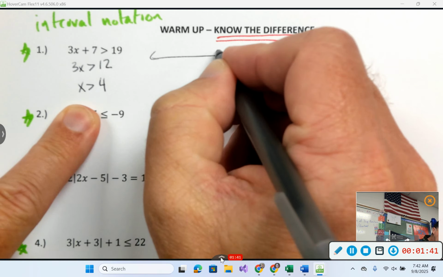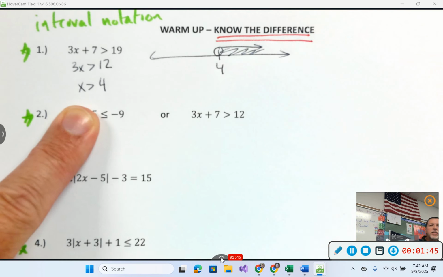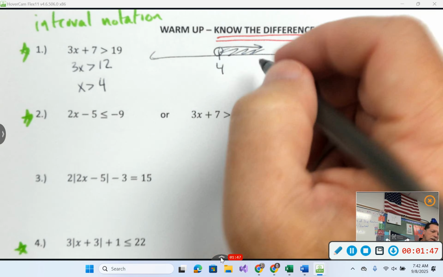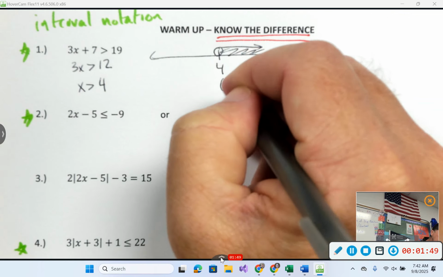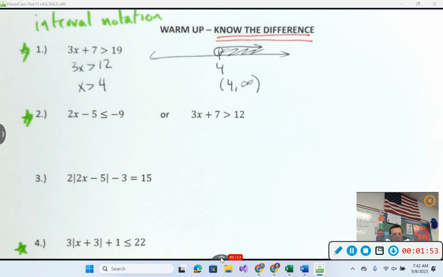So if there's 4, open circle, greater than 4. So there's the picture. So parentheses, 4 to infinity. Solve it, graph it, interval notation.